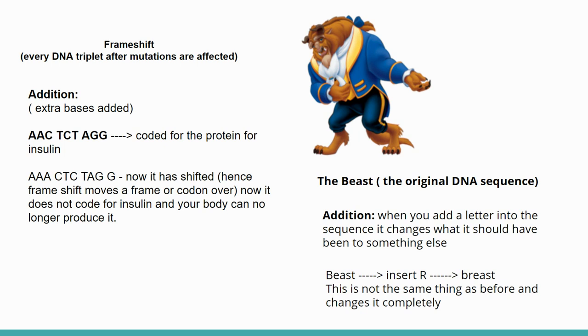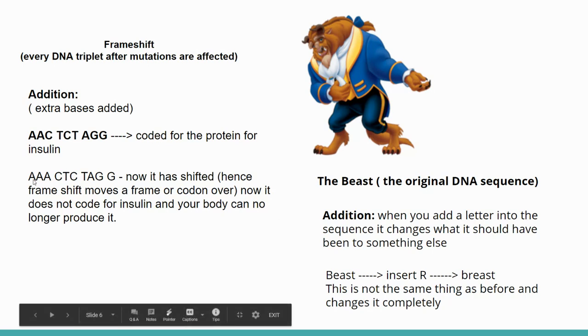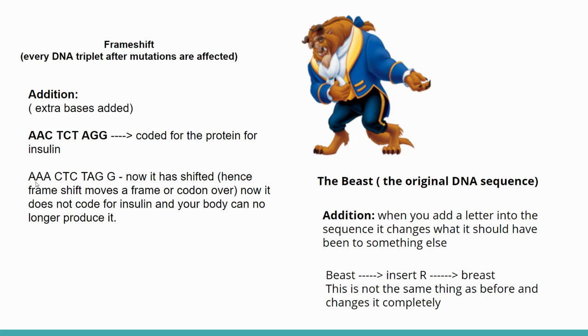All of a sudden, we have an addition added into our DNA sequence. So rather than AAC, we now have AAA. We added an A into the second codon, the second base. So we added an A right into here. What that does is it causes the frames, these 3 letters here, to shift over one. So AAA pushes this C into the next frame, which then pushes this T into the next frame. And this G now is all by itself. It's shifted, hence why we call it a frame shift.